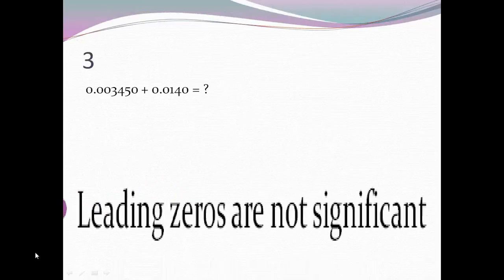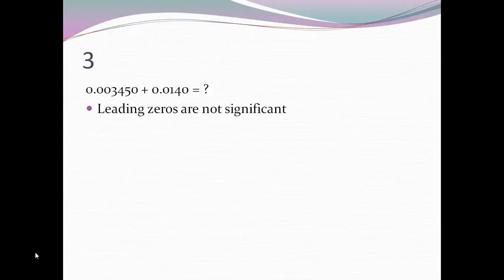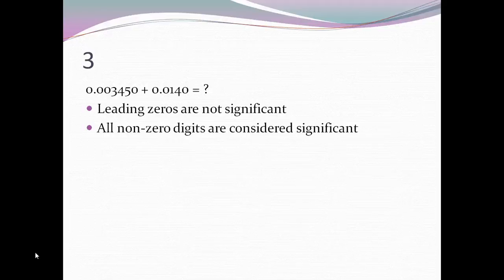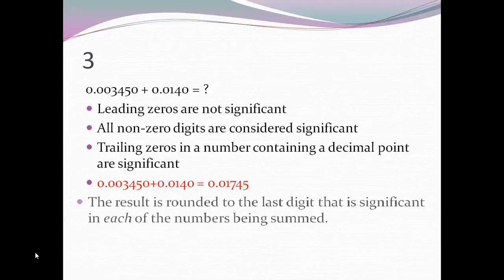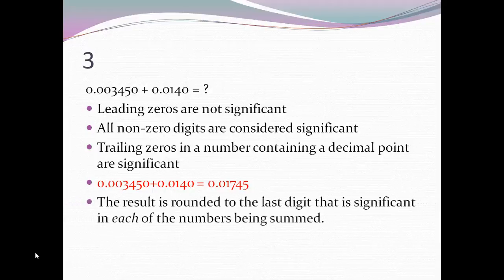When you add these two numbers, keep in mind leading zeros are not significant. All non-zero digits are considered significant. Then trailing zeros that have a decimal point are important. When you add those two, you get 0.01745. But you only round to the last digit that is significant in each of the numbers being summed. Your answer should be 0.0175.